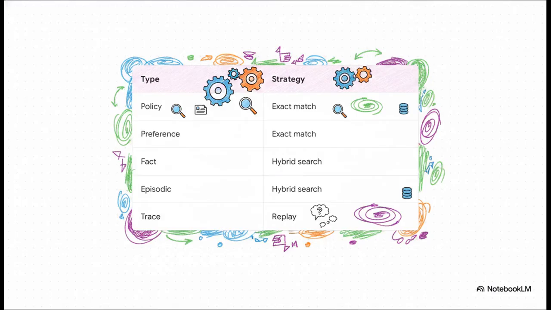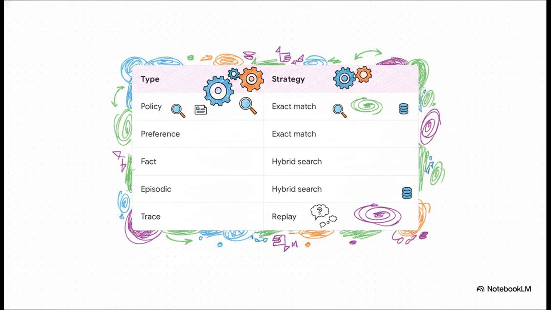Okay, throwing every single observation into one giant catch-all vector index is a terrible idea. It causes context poisoning. Your agent won't be able to tell a strict corporate policy from a random passing remark. To avoid this, we have to structurally separate our schemas. Policy and preference memory? Those need exact match database lookups, their hard rules and settings. You definitely don't want semantic similarity when you're enforcing a strict refund threshold. You want the exact rule.